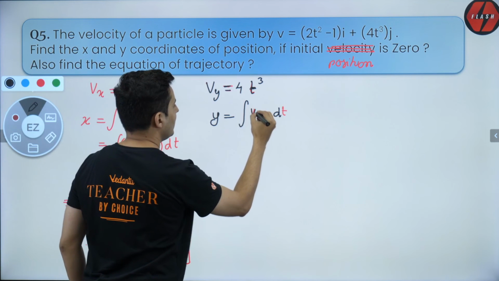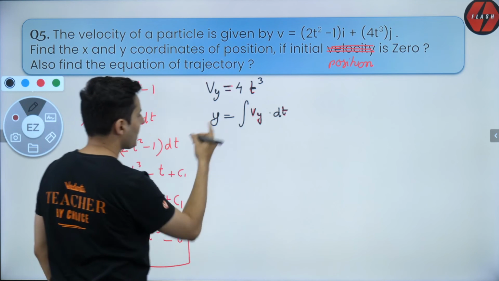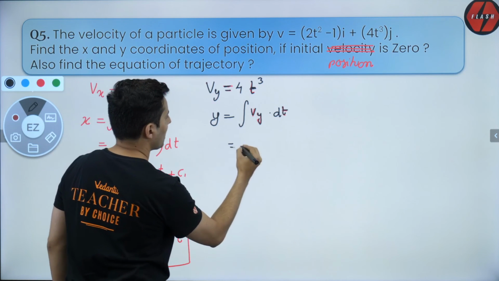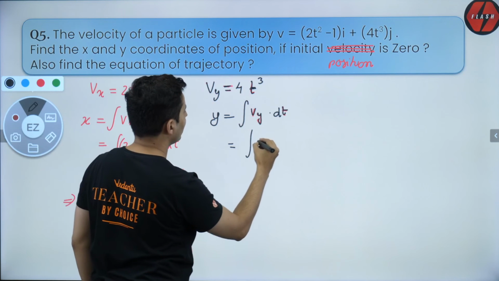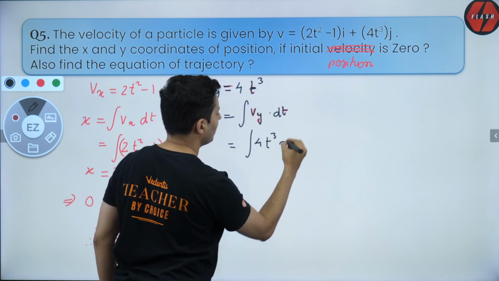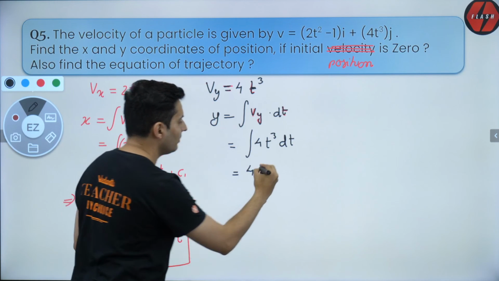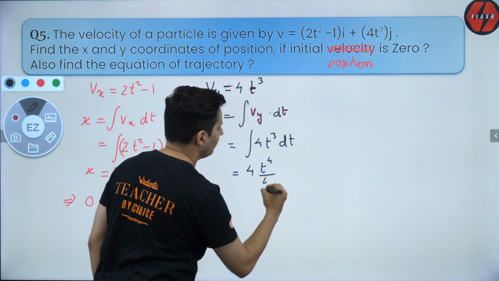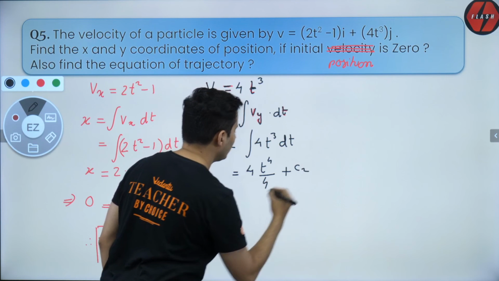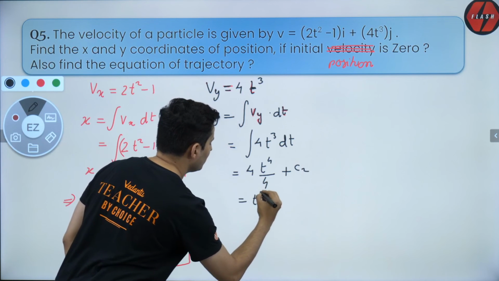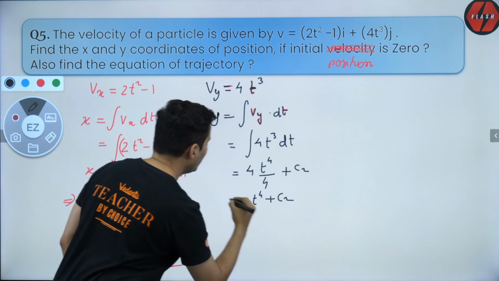So what is integration of vy dt? So here it is. Let's substitute. So integral 4 t cube dt. 4 is going to come outside. Integration of t cube will be t raised to 4 divided by 4 and plus some constant. So 4 goes, it will become just t raised to 4 plus c2.